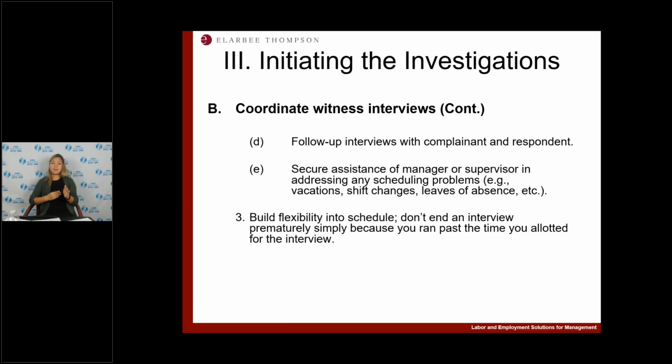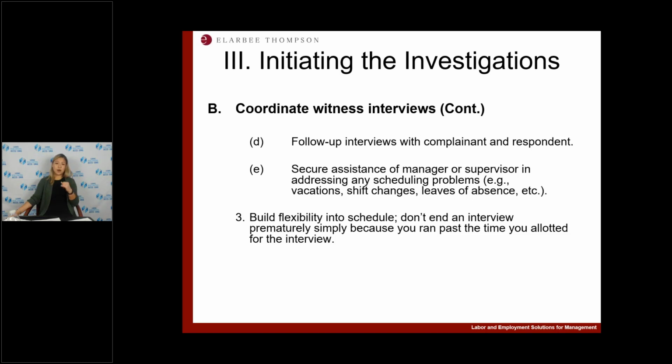So if your complainant is a little bit rambly, you can certainly try to focus them, but don't end an interview by saying, I scheduled it for 2 hours, it's been 2 hours, that's enough. It's sometimes really helpful just to keep going.